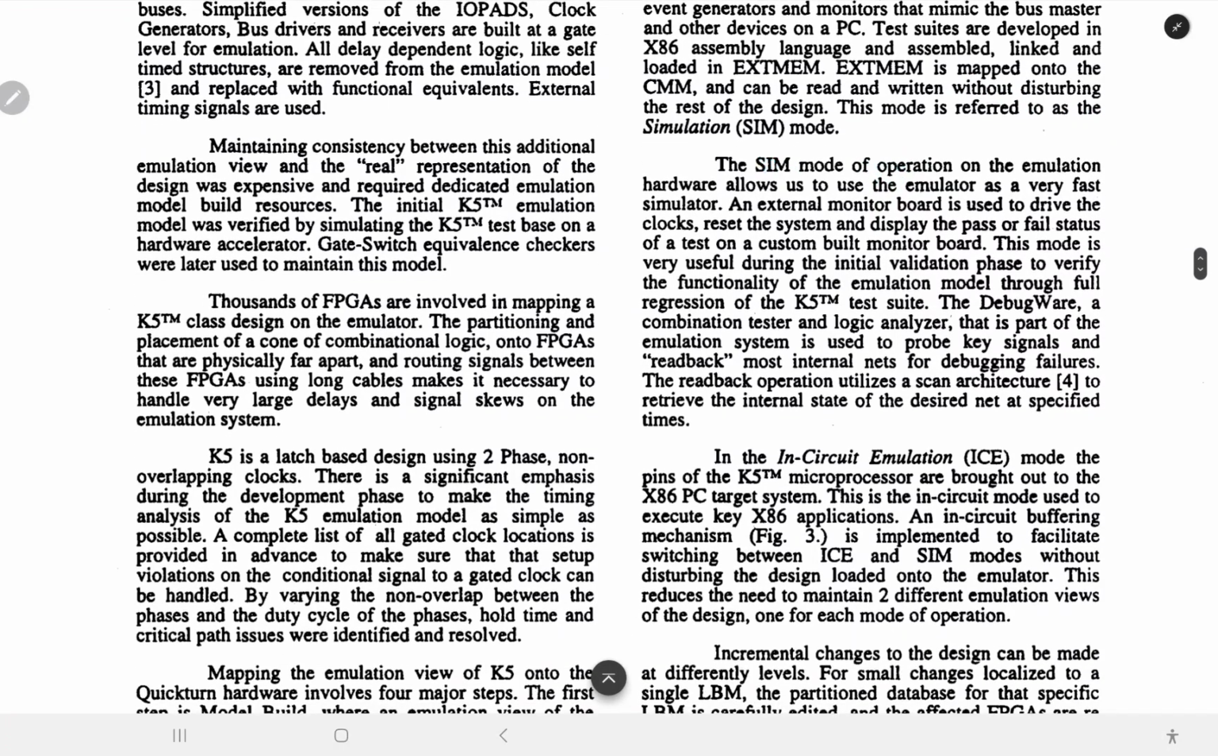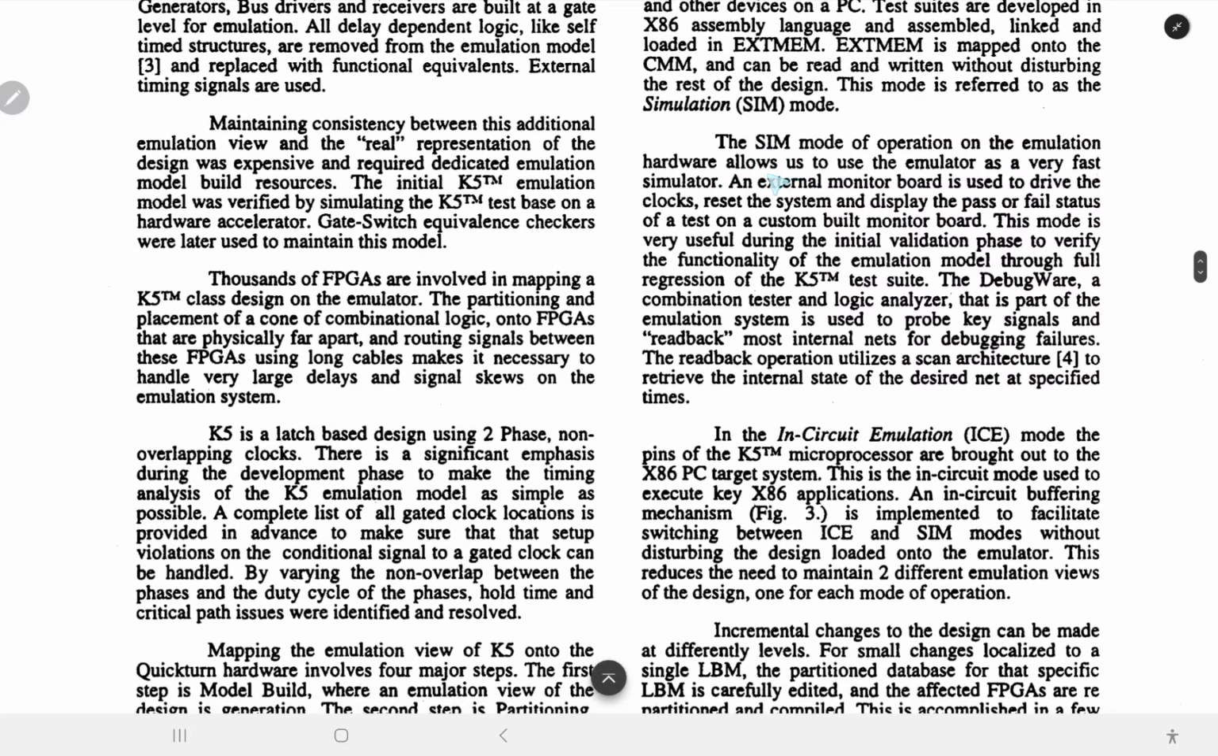The sim mode of operation on the emulation hardware allows us to use the emulator as a very fast simulator. An external monitor board is used to drive the clock, reset the system, and display the pass or fail status of the test on a system-built monitor board. This mode is very useful during the initial validation phase to verify the functionality of the K5 emulation model through the full regression of the K5TM test suite.